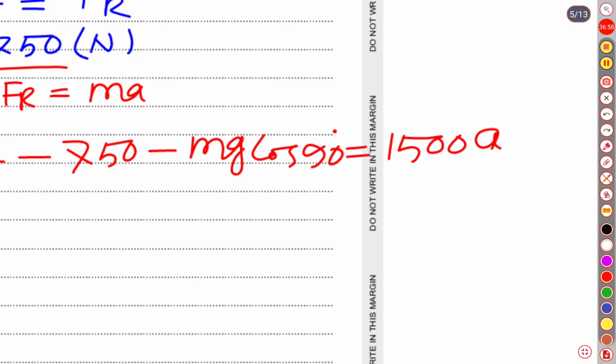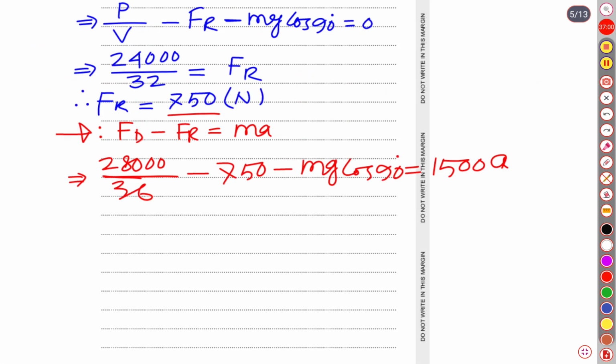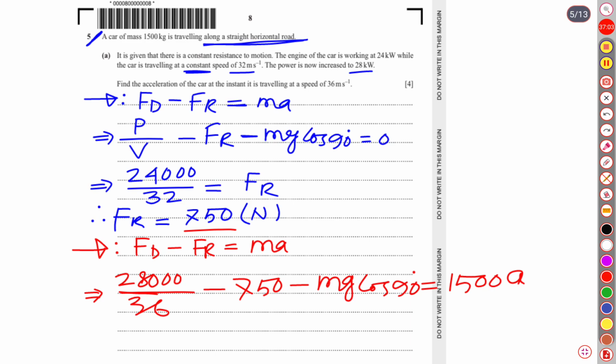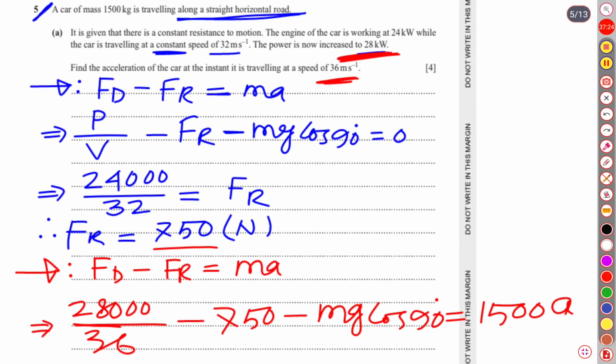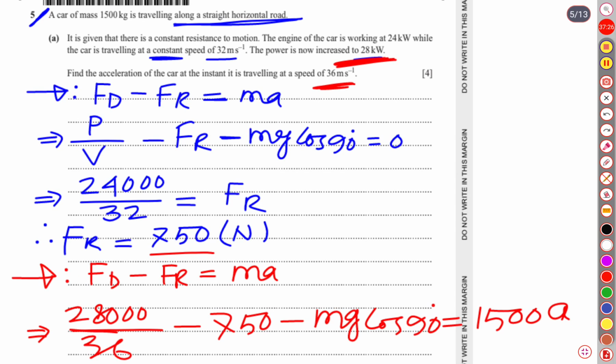Let me show you where we got this 28,000 and 36. Look at this. In the second phase of the journey, the power is 28 kilowatt, and velocity was 36. They have told us to find the acceleration when the velocity was 36 meter per second. That's why we have used 28,000 instead of 24,000 and 36 as velocity instead of 32.